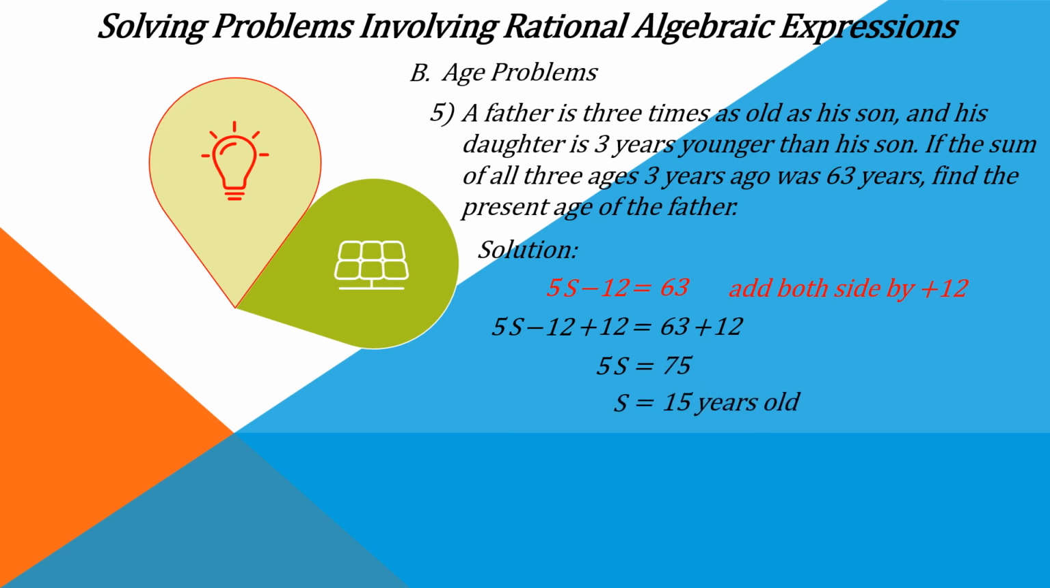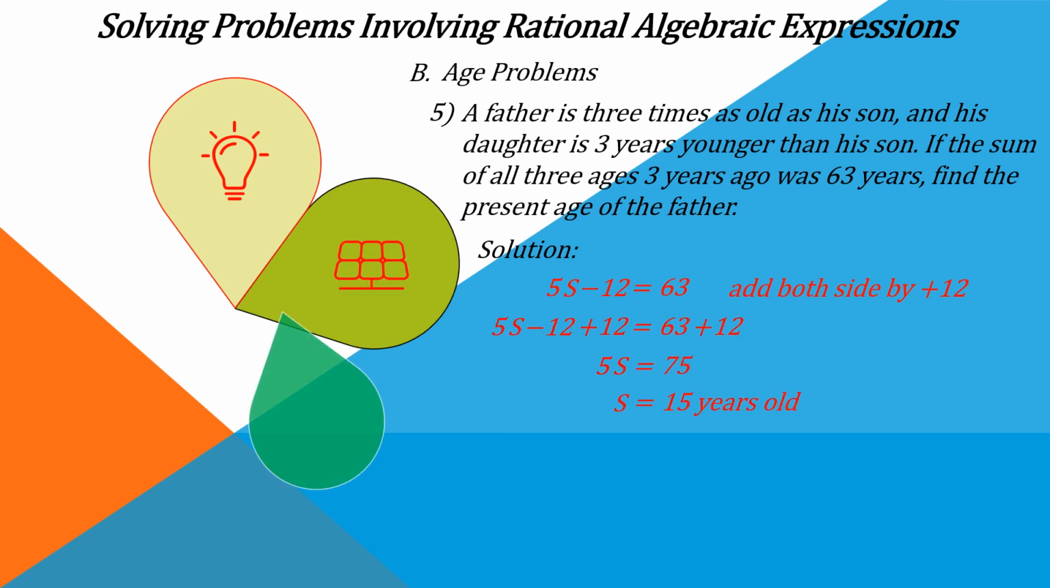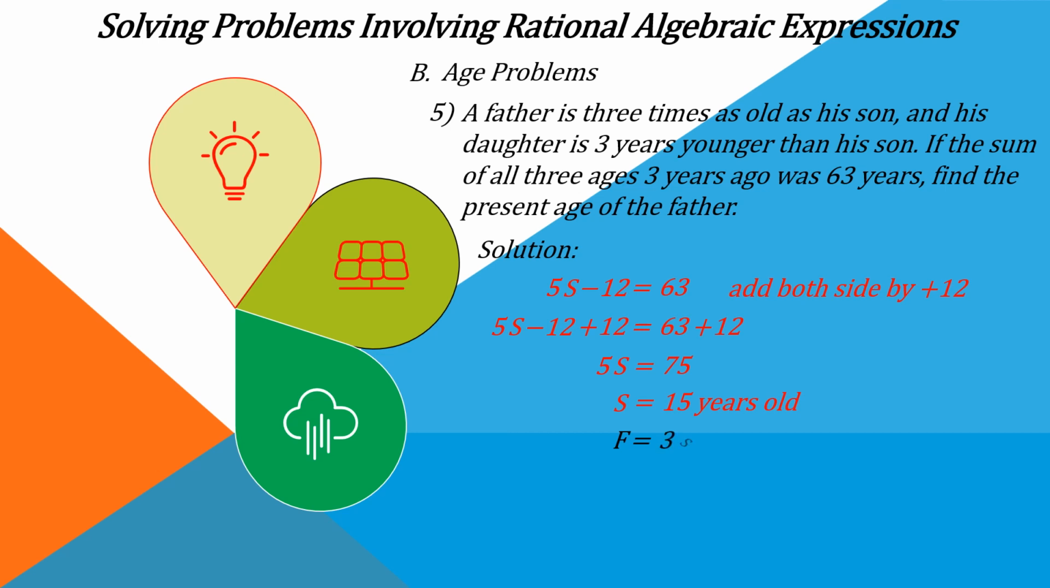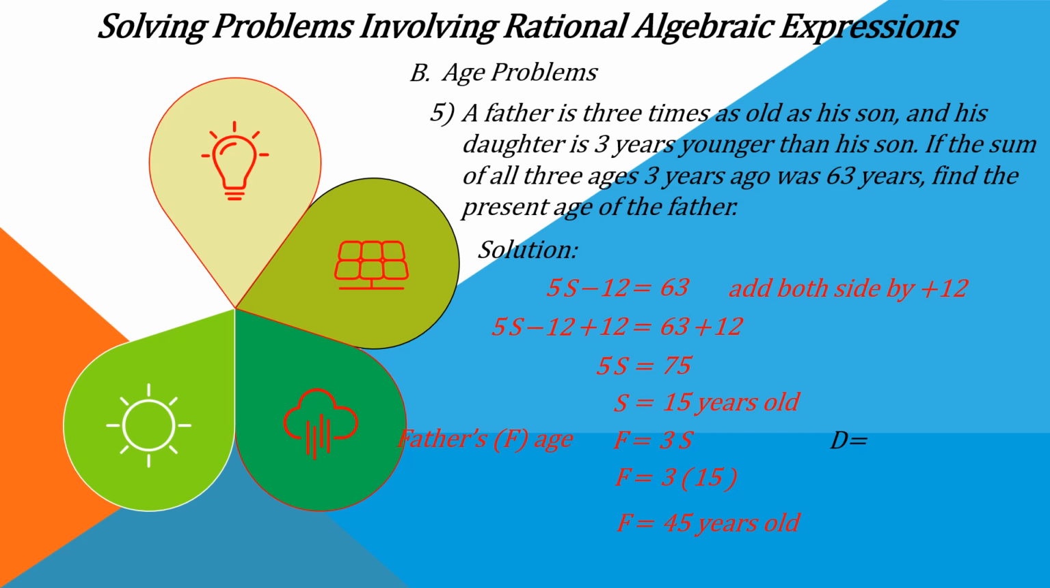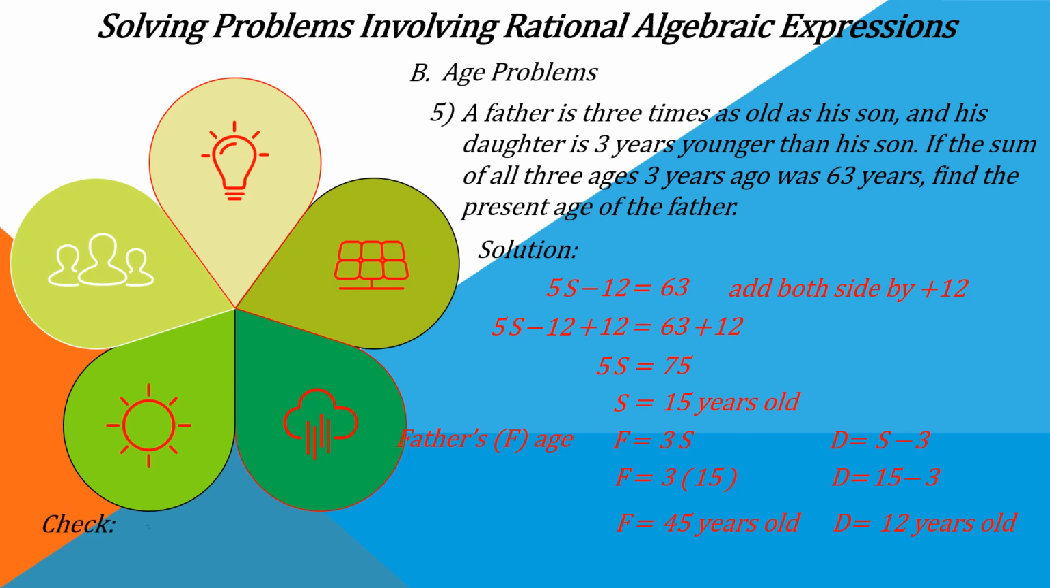Age of the son is 15 years old. And father's age is equal to 15 multiplied by 3, and this is 45 years old. Let us check. And daughter's age is s minus 3, and this is 15 minus 3, and it is equal to 12. Now let us check. 45 minus 3 plus 15 minus 3 plus 12 minus 3 is equal to 63. 63 is equal to 63. So therefore, our answer is correct.